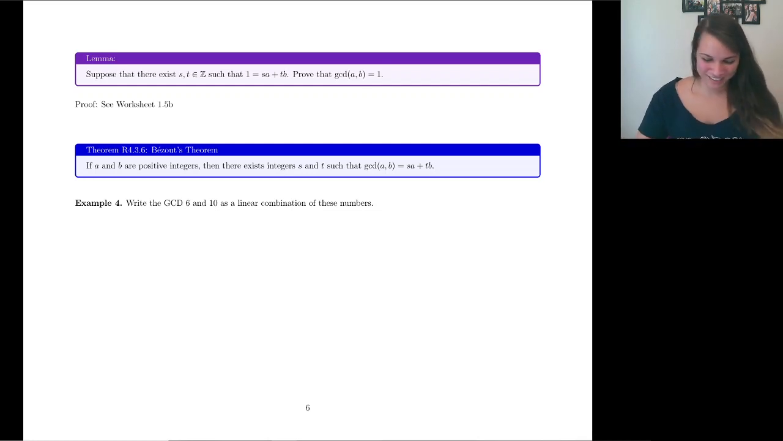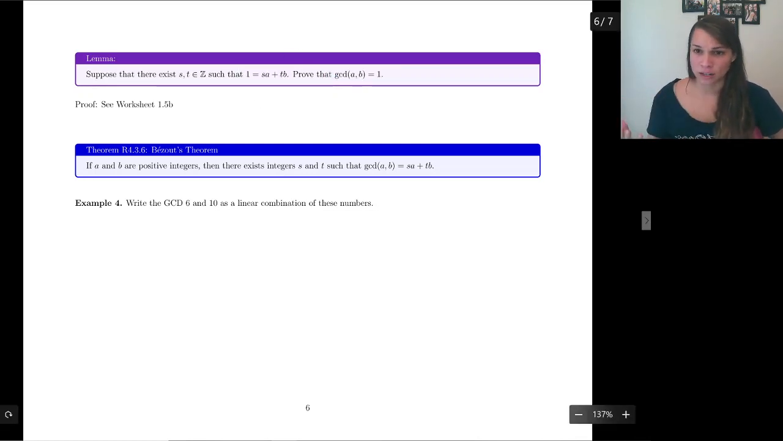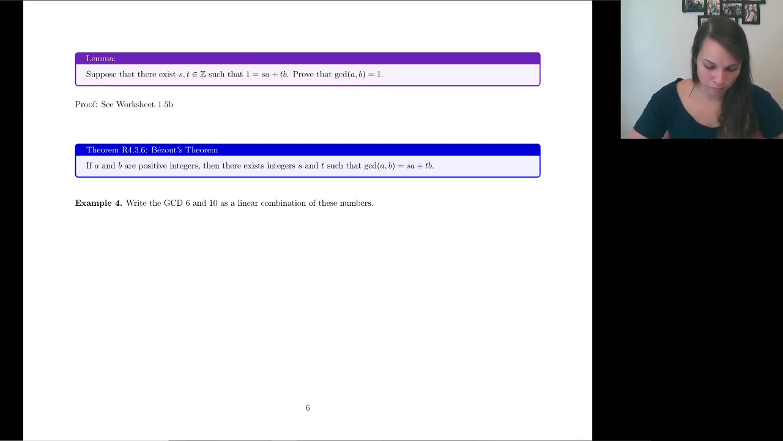Just in case you don't remember, we wrote 1 as a combination of A's and B's when we were given that they were relatively prime. You guys proved this on your worksheet. What we're going to do now is generalize that lemma into Bezout's theorem.